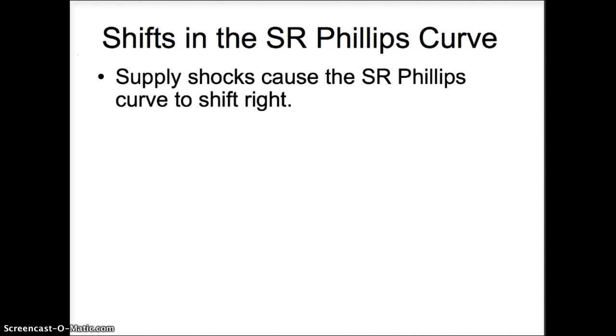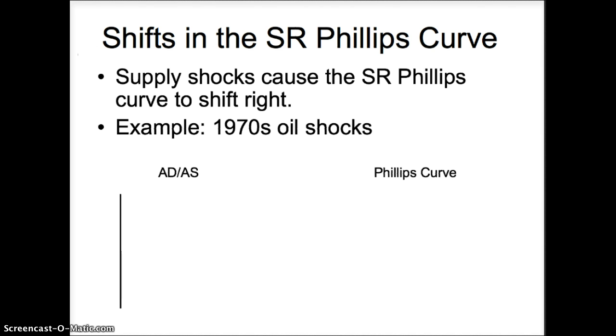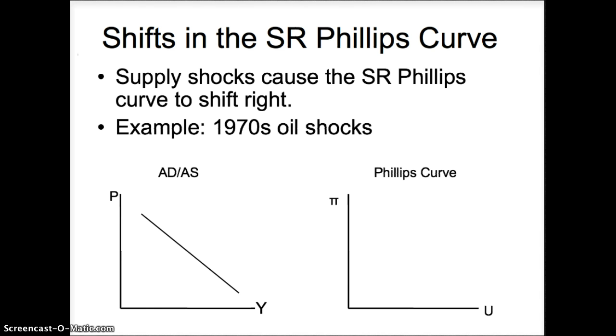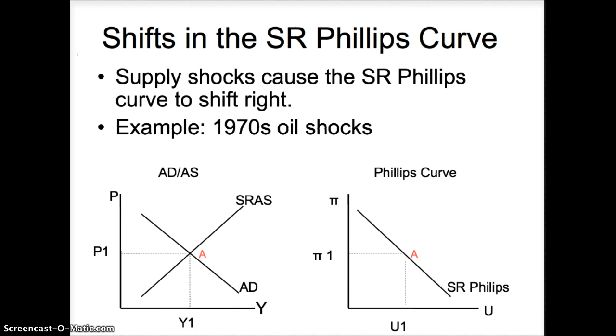The short-run Phillips curve does not stay in one spot. Supply shocks can cause the short-run Phillips curve to shift right. This is exactly what occurred in the 1970s due to the oil shocks. Let's start with the ADAS model and the Phillips curve at equilibrium. In the 1970s, OPEC restricted the supply of oil, and the short-run aggregate supply curve shifted left, causing a higher equilibrium price level and a lower quantity of output. Remember, this is called stagflation.